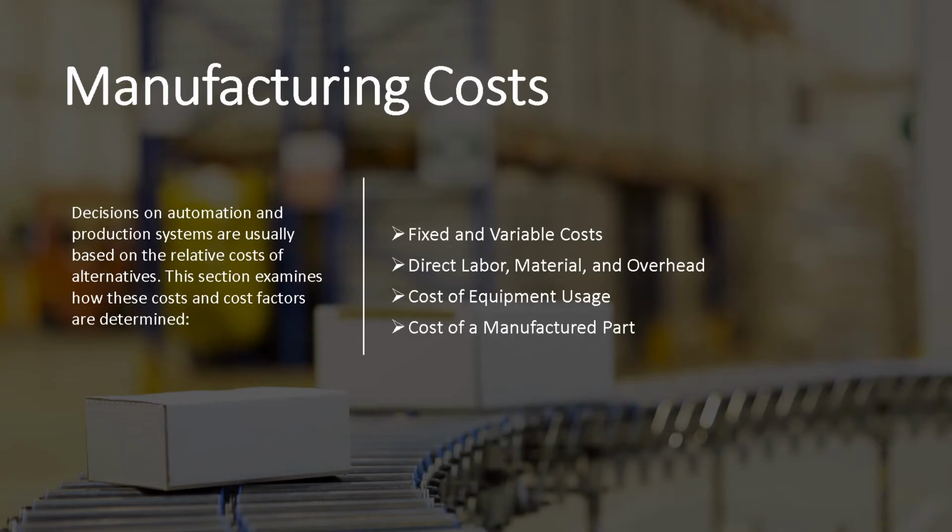Manufacturing metrics include the manufacturing cost. The decisions on automation and production systems are usually based on the relative cost of alternatives. This section examines how these costs and cost factors are determined.